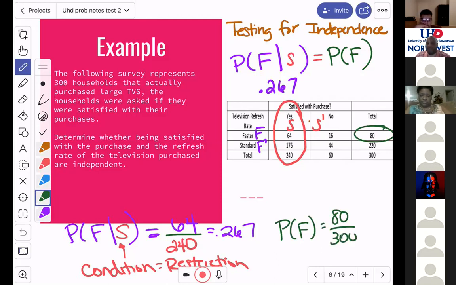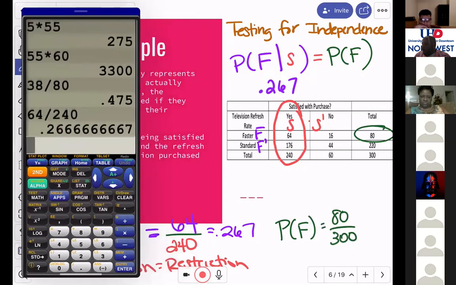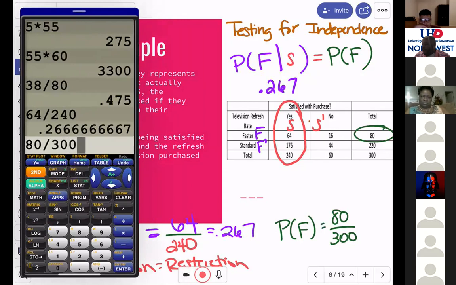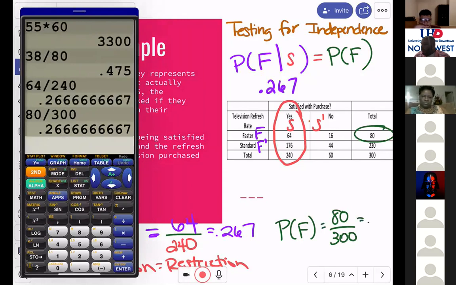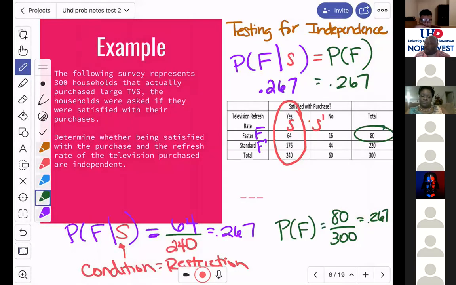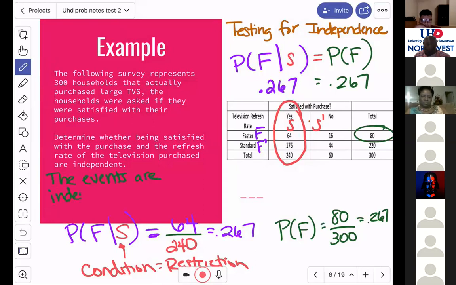That one I do not restrict. That one looks at everybody in the sample because I don't care what kind of TV you got. So we do 80 divided by 300. Look what I get. These two values are the exact same values. Does everybody see that? Because they are the same values, what does that tell me? These two events are independent.